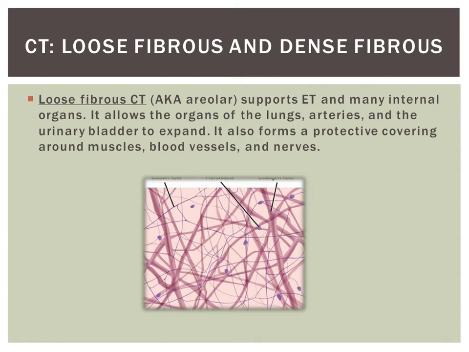Types of connective tissue. The first one is going to be areolar, also known as loose fibrous connective tissue. This supports epithelial tissue and many of the internal organs. It allows the organs of the lungs, arteries, and the urinary bladder to expand. It also performs a protective covering around muscles, blood vessels, and nerves.